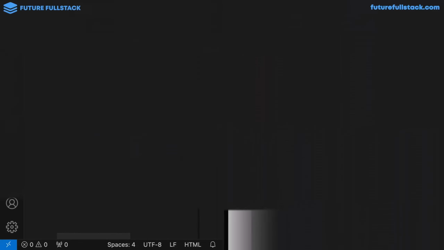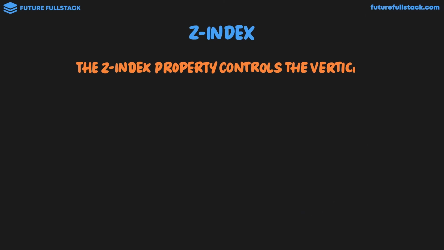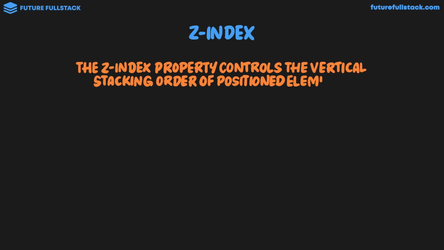So let's now take a look at Z-index. The Z-index property controls the vertical stacking order of positioned elements. By positioned elements, I mean that the element has a position property like relative or absolute. In CSS, the property looks like this: Z-index with a numerical value like 2. The number represents the stacking order.